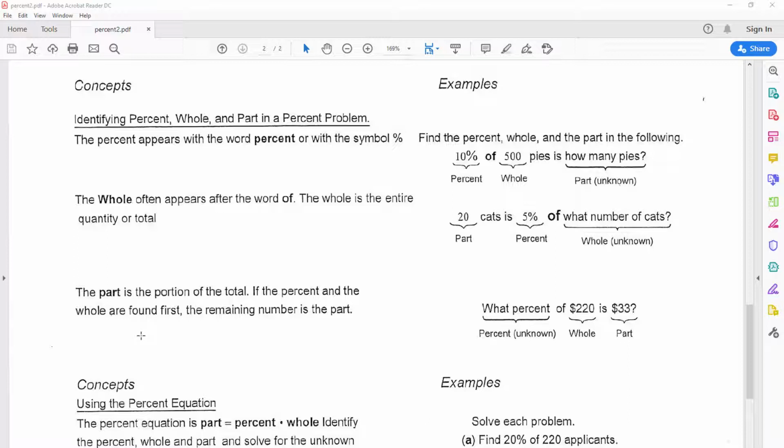In this one, we have what percent of 220 is 33. So the part that comes after "of" is the whole. And then the percent is unknown, or x, and whatever is left is the part.